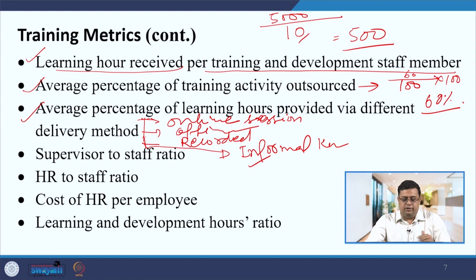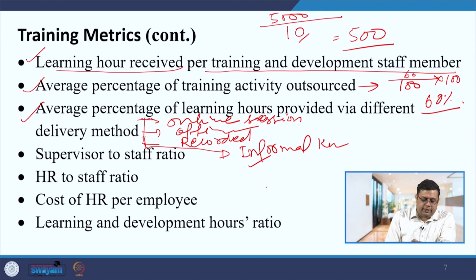How can you calculate it? Online divided by total multiplied by 100, offline divided by total multiplied by 100. That is how you calculate the average percentage of learning provided by various delivery methods. Once you have calculated this, you add all the percentages and divide by the number of delivery methods, and then you get the average percentage for all delivery methods, and you can also calculate it per delivery method.